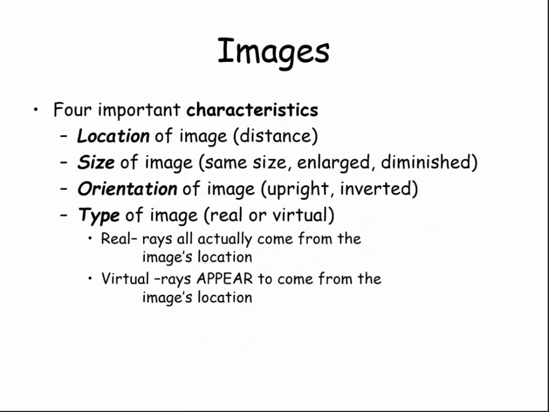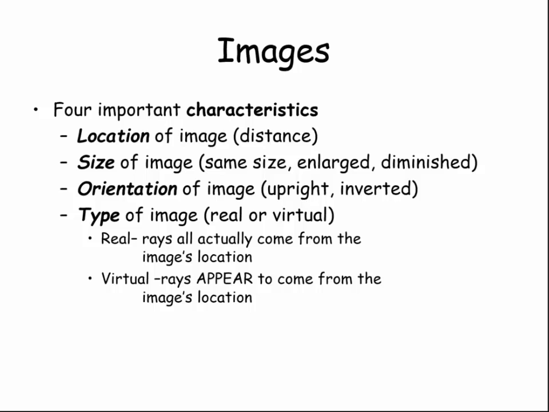So I've just talked about 4 really important characteristics of images. The location of the image, so its distance, its size. Sometimes, well, for a plane mirror, it is the same size, or it could be, for some mirrors, enlarged or diminished, which means smaller. The orientation of the image, so is it upright or is it upside down, so is it inverted? And the type of image.